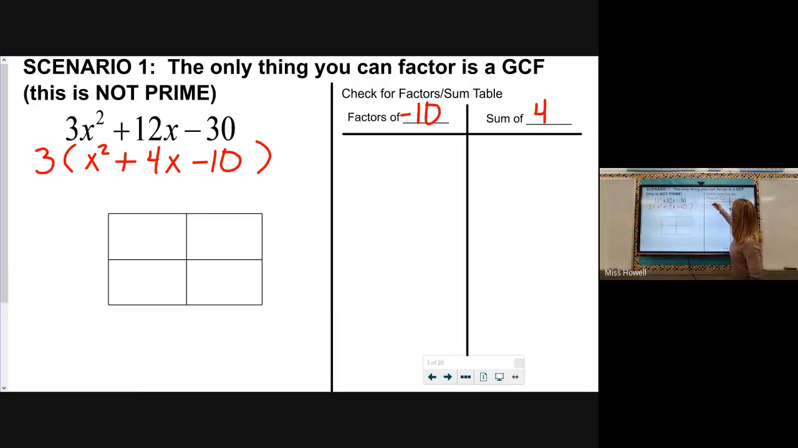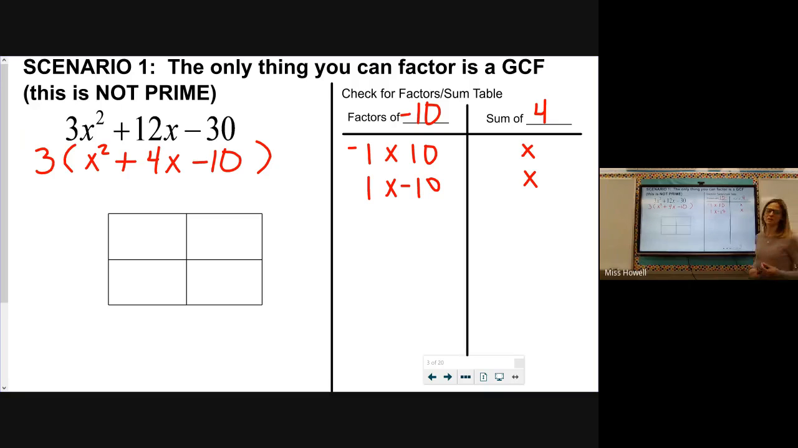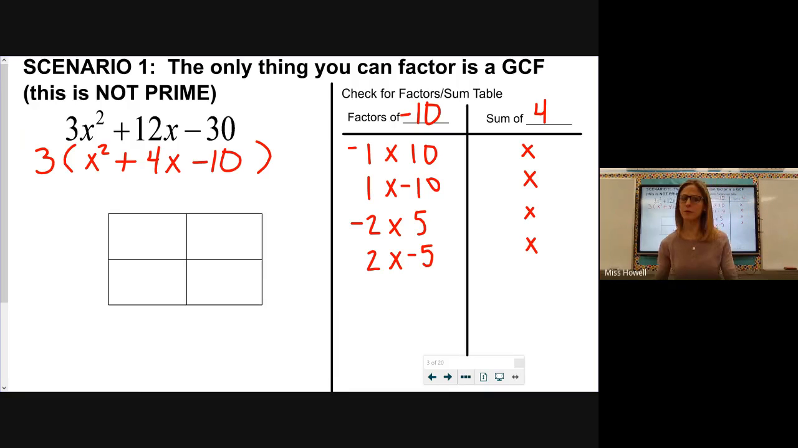To get 10, 1 times 10, and to be negative, one has to be positive, one has to be negative. So negative 1 times 10 or 1 times negative 10 would be a combo. Both of these would not give us a sum of 4, so we'd rule those out. The only other factors of 10 would be 2 and 5. But remember, a negative 2 times 5 or a 2 and negative 5, again, both of those would not give us a sum of 4. So in this case, we couldn't factor any further.